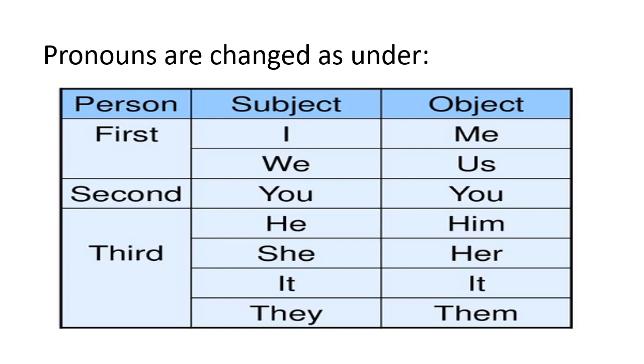For example, we played football. Football was played by us. You remains you. He is changed into him. She is changed into her. It will remain the same. They will be changed into them.